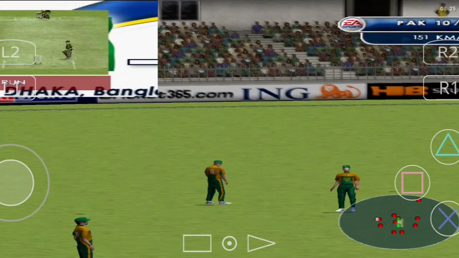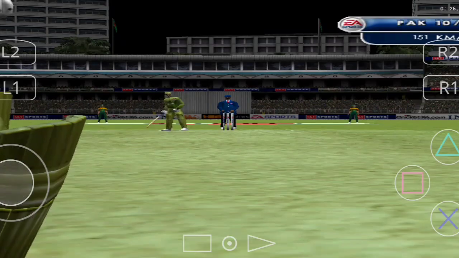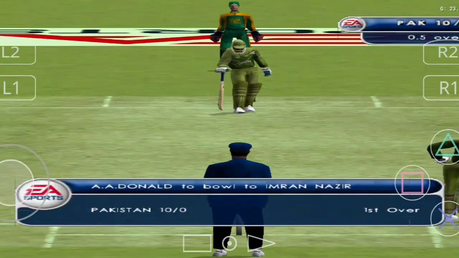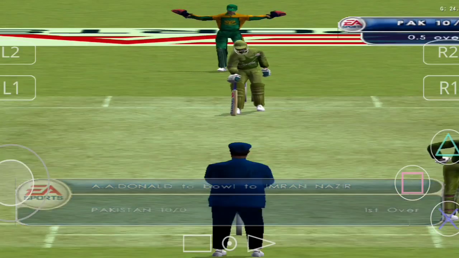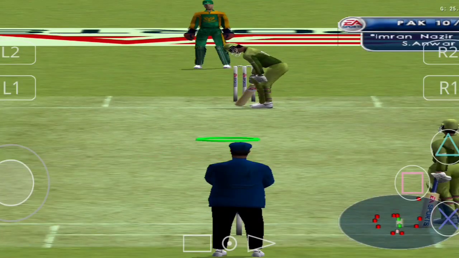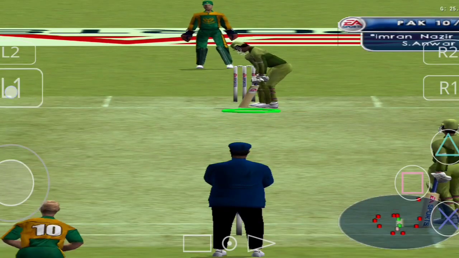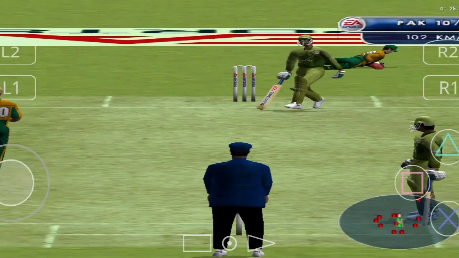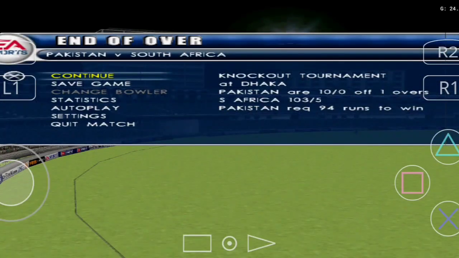Stopped by Gibbs. So they need 94 to win from 55 balls. Imran Nazir waiting at the striker's end. Just a kitten's whisker away from the stumps. That was an athletic stop by the keeper that eased the pressure on the batting team.